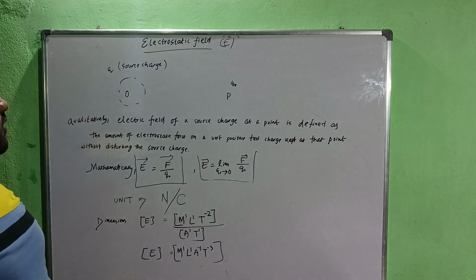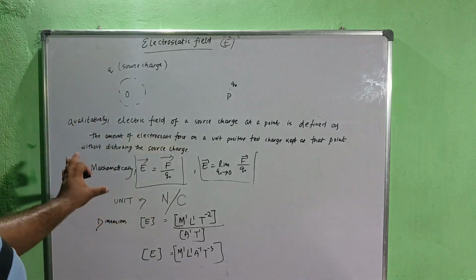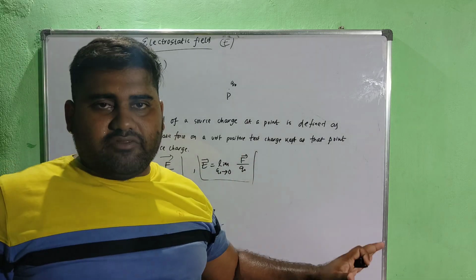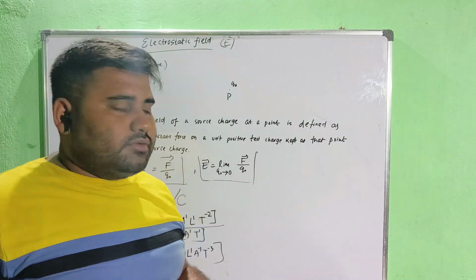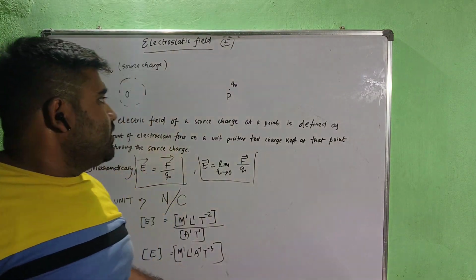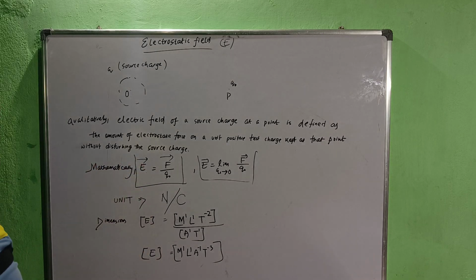So, we got to know the concept of electric field. We got its qualitative definition. We got its mathematical definition. Then we studied about its unit. Then we obtained its dimensions. So let us now come to its characteristics. You can take the screenshot.